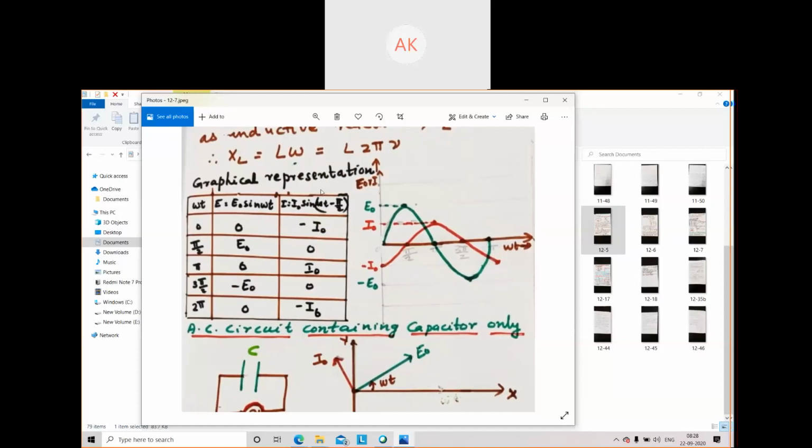Next, the graphical representation. When AC passes through an inductor, we can express the relation between voltage and current in a graph. You know the formula for alternating EMF: E is the instantaneous value of EMF, I is the instantaneous value of current, E0 is the peak value of EMF, and I0 is the peak value of current. How do you get the peak value of current? Peak value of EMF divided by inductive reactance XL. What is XL? L omega. What is omega? 2 pi into nu.